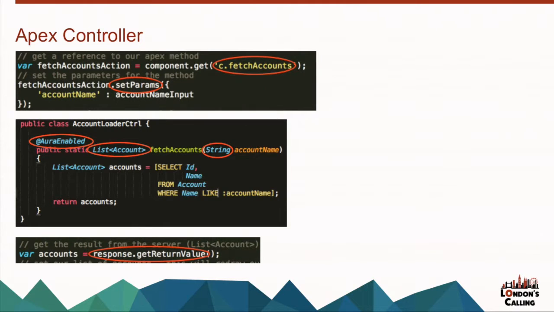And then lastly, at the bottom, once we run our query and we're returning our list of accounts, at the bottom of the helper all we're doing is using that response.getReturnValue to set it into our accounts.